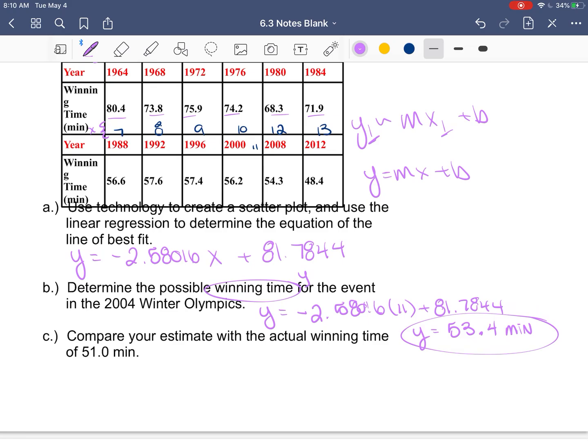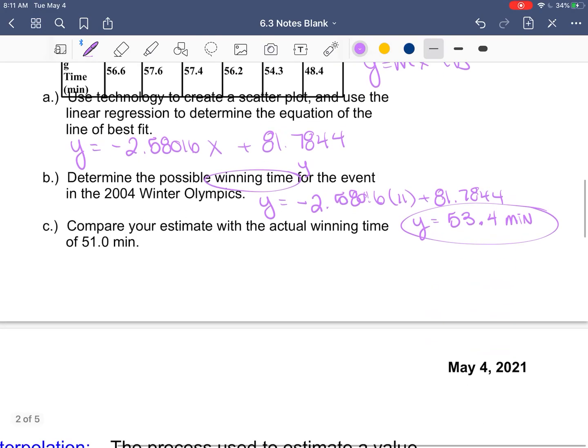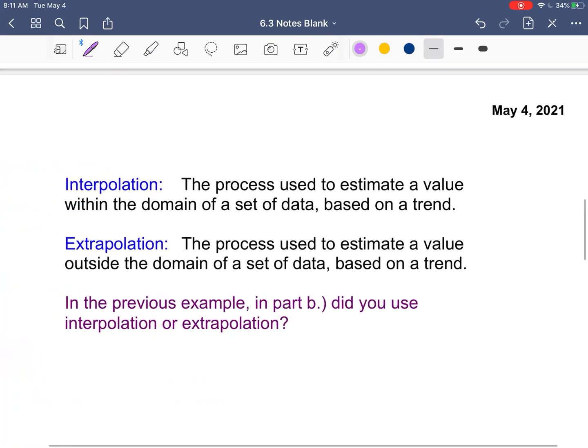Compare your estimate to the actual winning time of, well, in that year, it was actually 51. So they were different, and so it was just based on a trend, but in that year, it happened to be a very good year for someone. So our data was slightly off, but that's okay. It's just helping us predict what might happen.